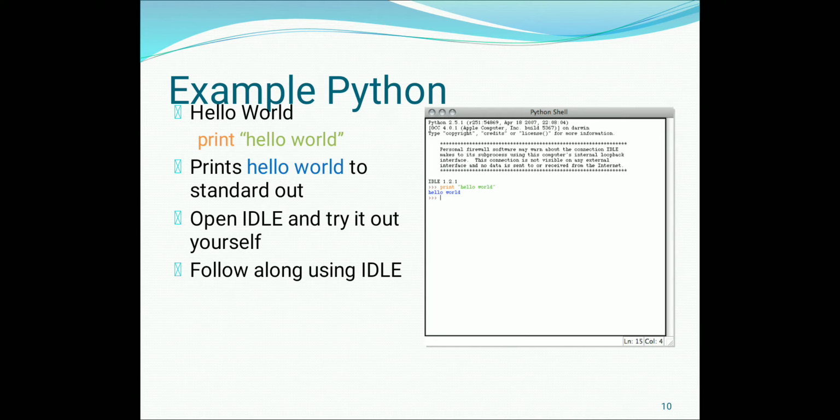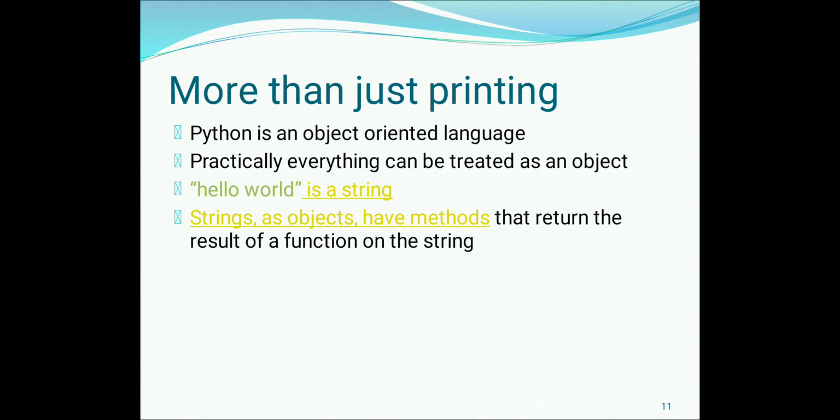The example of Python is the hello world example. Now we take the hello world example, and it simply prints by executing the statement print hello world in the IDLE. More than just printing, Python is an object oriented language. Practically everything can be treated as an object. Hello world is a string.